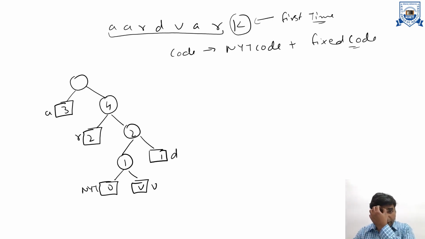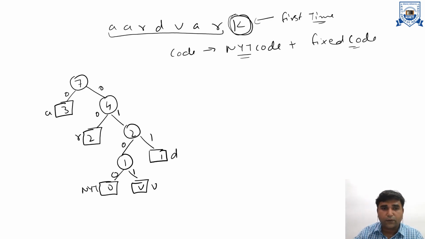Now here we have the symbol D with its weight. Now we have to work on this symbol. We have to find out the code for this symbol K, as well as update this tree. The weight of the root is 7. Now what we have to do? We just put the values 0 1 0 1 0 1 0 1. Now we have to find out the NYT code first. By traversing from root to NYT, it is 0, then 1, then 0 0. So the NYT code will be 0 1 0 0.